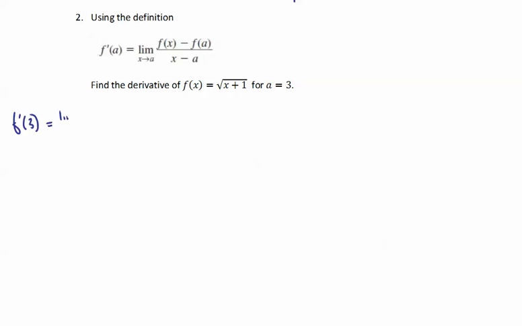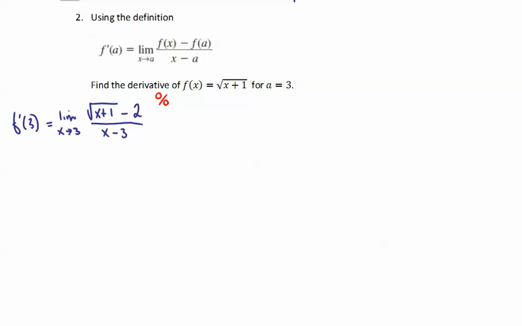And in this case, it will equal the limit as x approaches 3 of f of x, which we know to be square root of x plus 1, then minus f of 3, which is square root of 3 plus 1, square root of 4, which is 2, all over the quantity x minus 3. We can try to plug in 3 first of all. When we plug in 3, we'll get square root of 4, which is 2, minus 2. We'll get 0. And 3 minus 3 in the denominator means we have the form 0 over 0, which is an indeterminate form. And the way we'd solve this in this case is we would use the conjugate method.